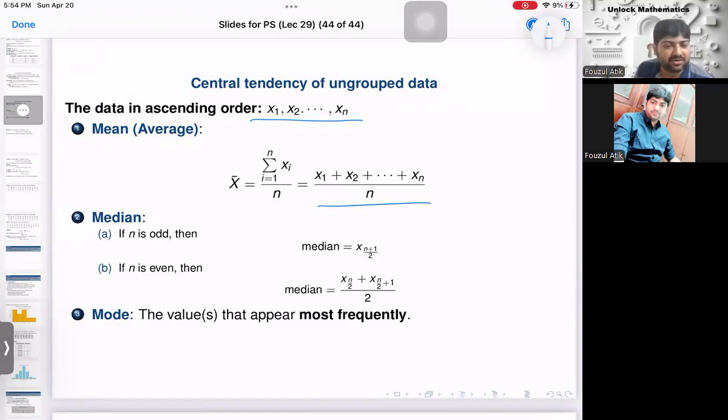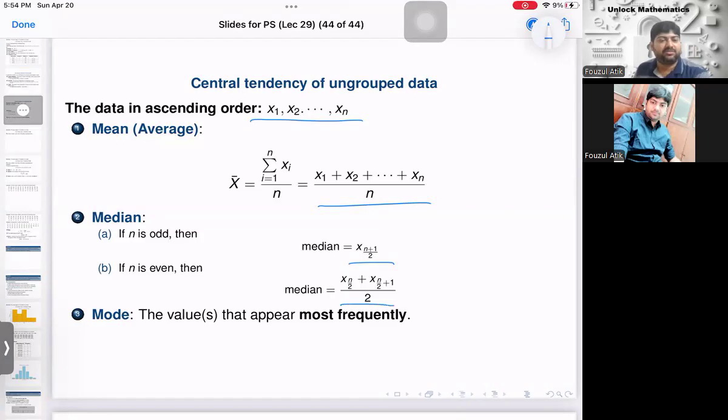The median is what all of us know. So if the number of elements is odd, then the median is the central value. It is the x of (n plus 1) by 2th element, and if n is even, it is the average of the x of n by 2th element and the (n by 2 plus 1)th element. Then it will be the median.